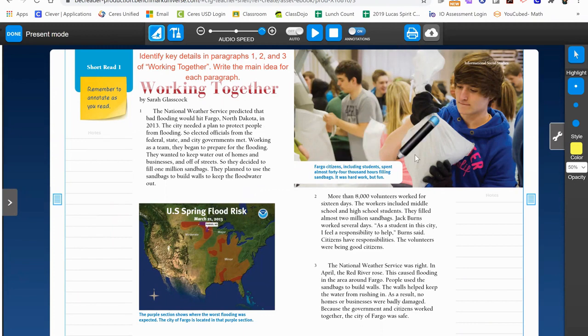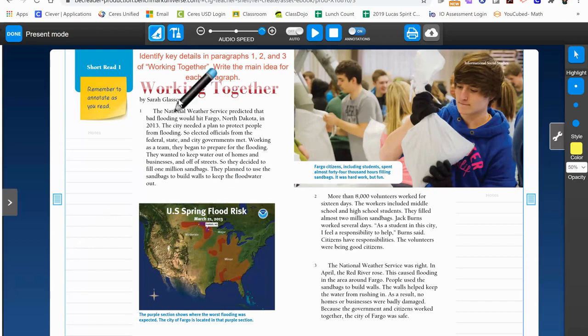I'm also looking at this photograph and I see a bunch of teenagers working. Looks like they're working, and I'm going to read the caption. It says, Fargo citizens, including students, spent almost 44,000 hours filling sandbags. It was hard work, but fun. So the title is Working Together, and I noticed right away that these students, who are the Fargo citizens, are working together. And what are they doing? Well, they are filling sandbags. So I already have an idea of what this might be about, and I haven't even read it yet. So people in Fargo working together, maybe due to a flooding.